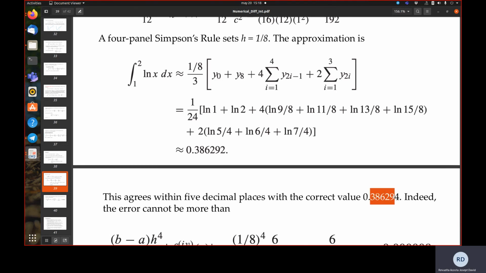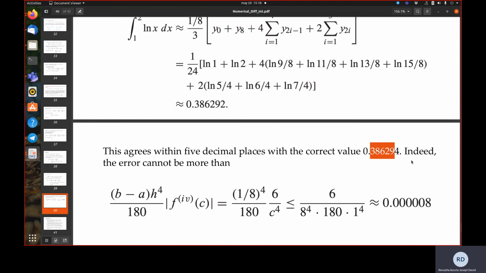If we compare it with the real value, we see that actually we have 5 decimal points correct. So we see now that in general, but not always, the best way to do numerical integration is actually the Simpson's rule. Okay.